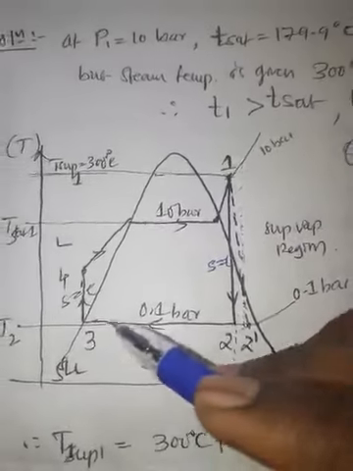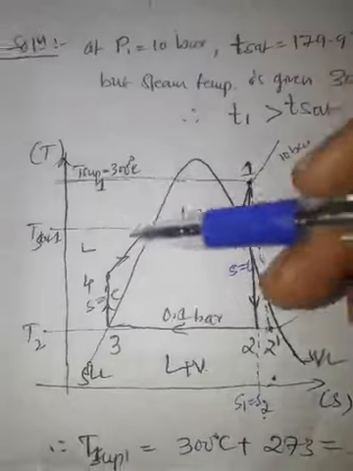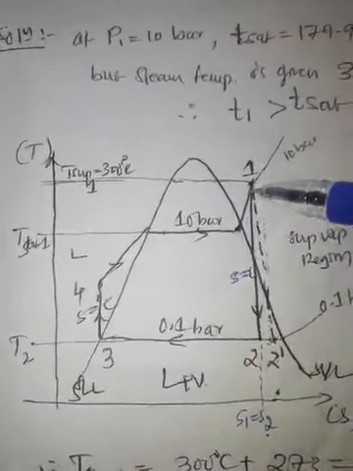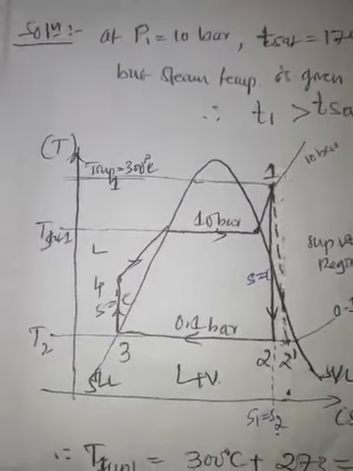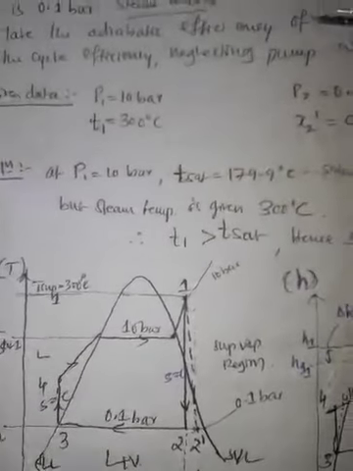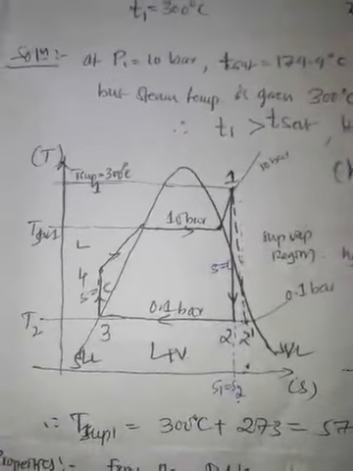So 2 to 3, that is the condensation process happening at 0.1 bar pressure. 3 to 4 is the pumping process. So 4 to 1. Here he has asked you to neglect the pump work. So pump we are nowhere considering.